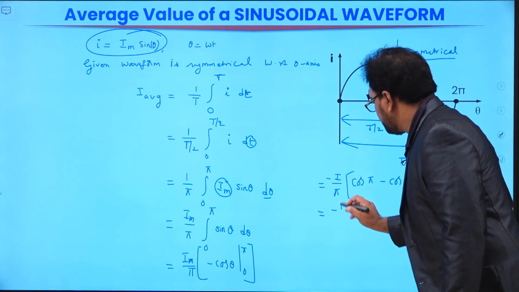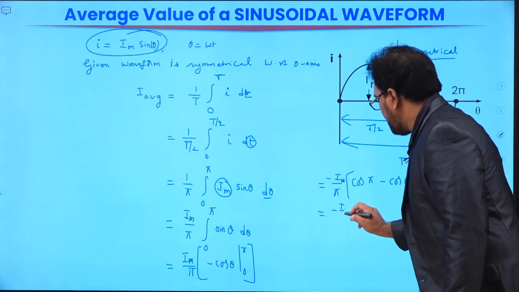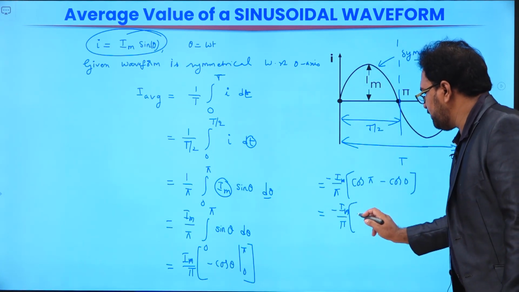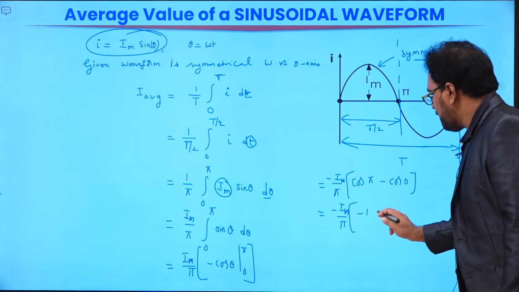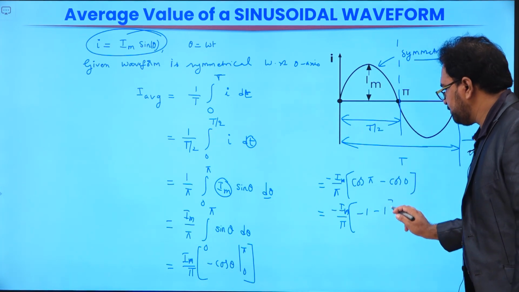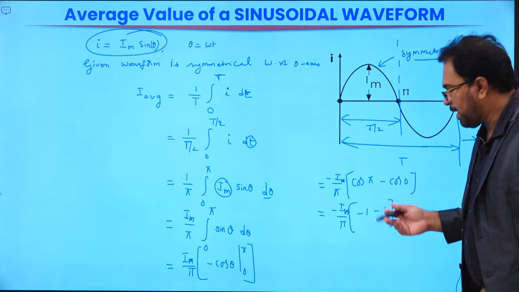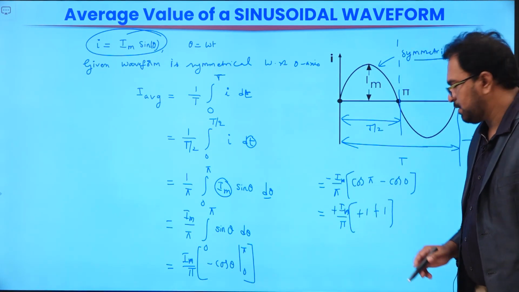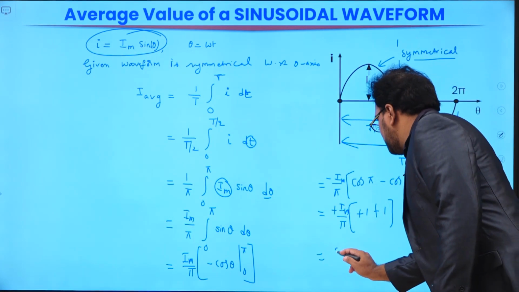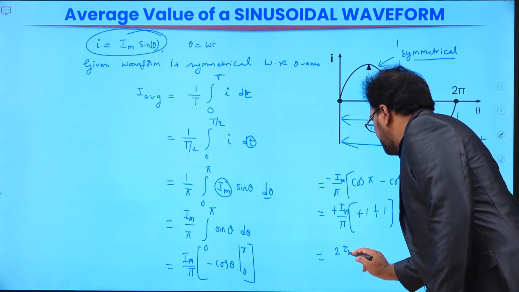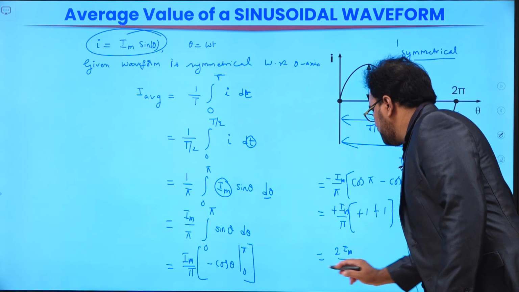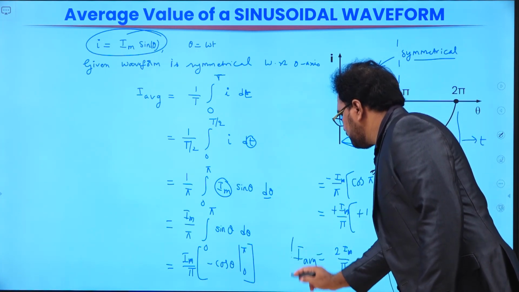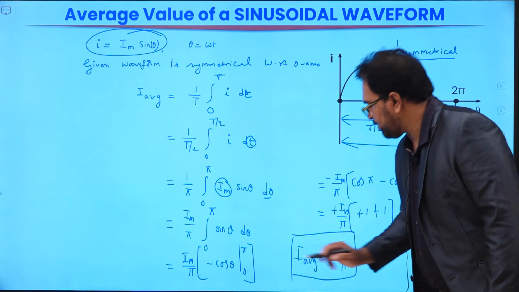Now, so this is Im by pi. What is cos pi? Cos pi value we already know it is minus 1. Minus, what is cos 0? 1. Minus 1 minus 1 is minus 2. And this minus becomes plus. So finally what is the answer? 2 Im by pi. This is the average value of the given alternating quantity.